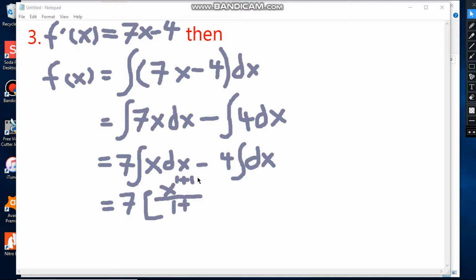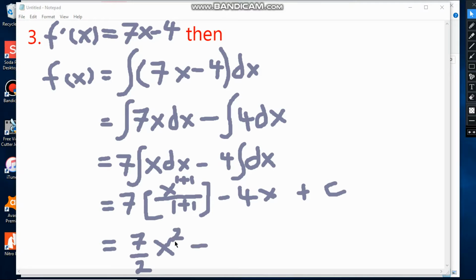Okay, and we must add 4, and this integral and derivative cancel each other, we remain with x, and we must add a constant c. And the final answer is 7 over 2 times x squared minus 4x plus a constant.